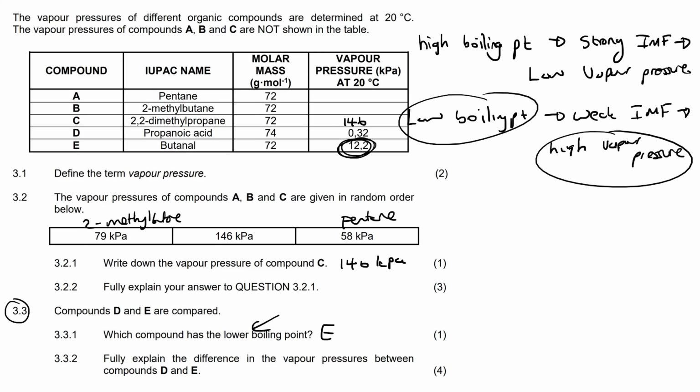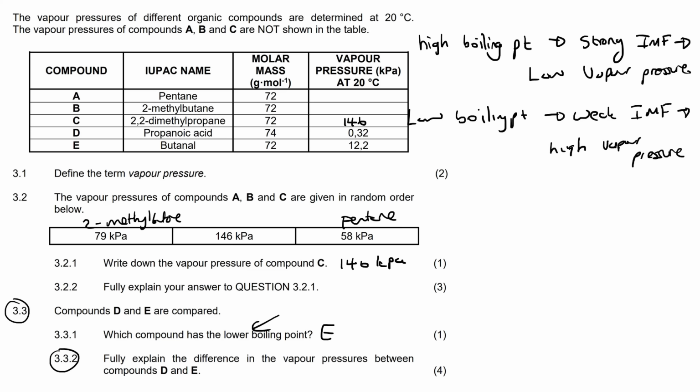And then this last one says, explain the difference in the vapor pressure. So you can just say that compound D has a vapor pressure of that, and then you can say compound E has a vapor pressure of that. Okay, that was a joke. Obviously, for 4 marks, they're not going to accept that.